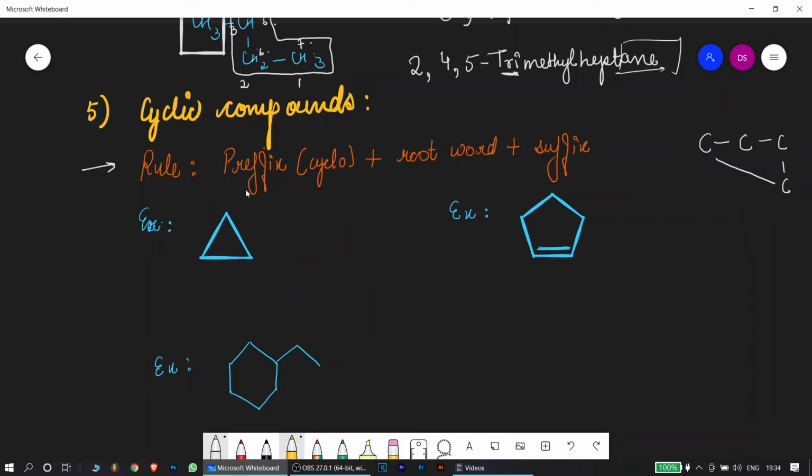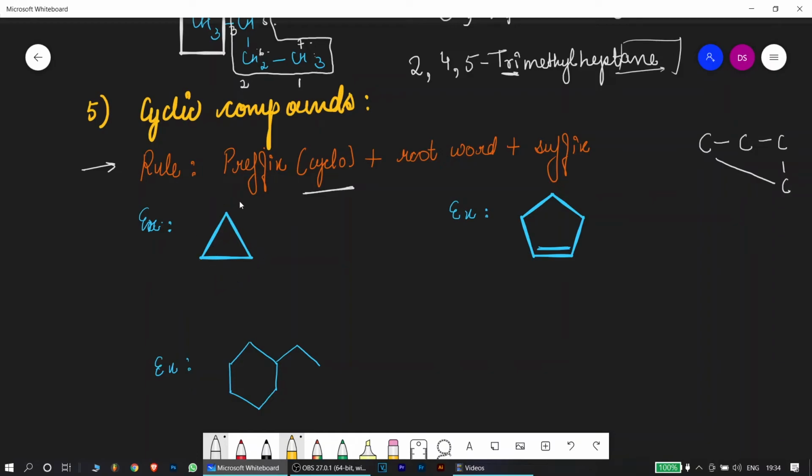So first, there is a particular prefix which you always have to use for cyclic compounds, which is cyclo. This you have to always use when you name the cyclic compounds. So first you will use cyclo, then the root word and then the suffix. That's about it. So first we will start with the simplest compound, which is this one.